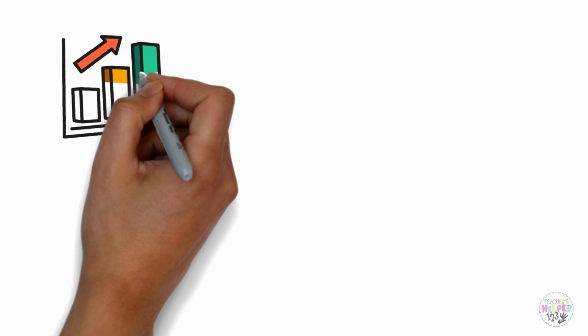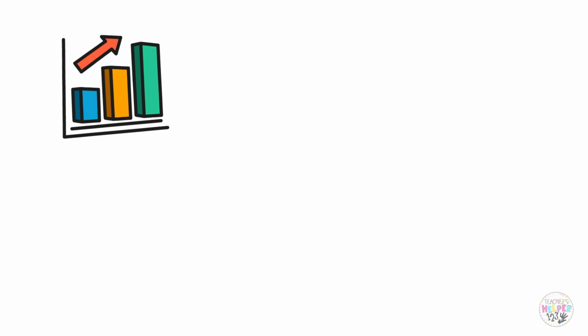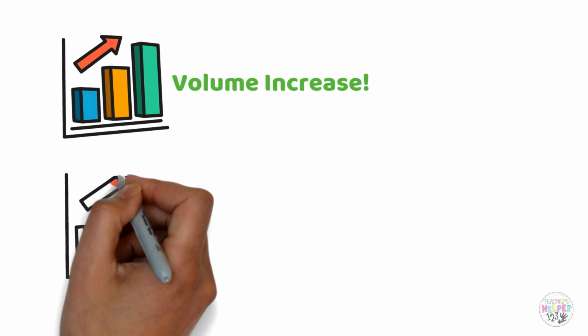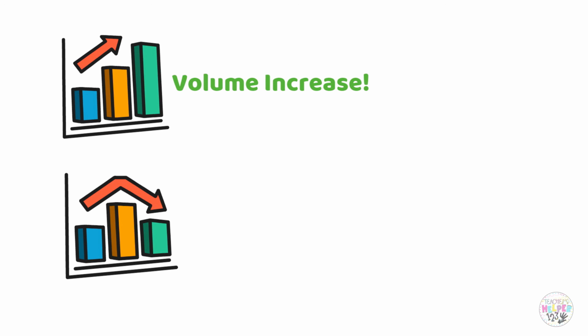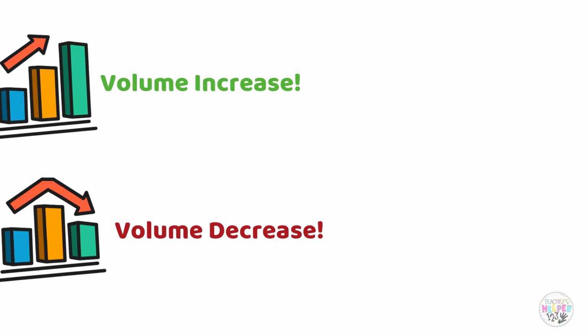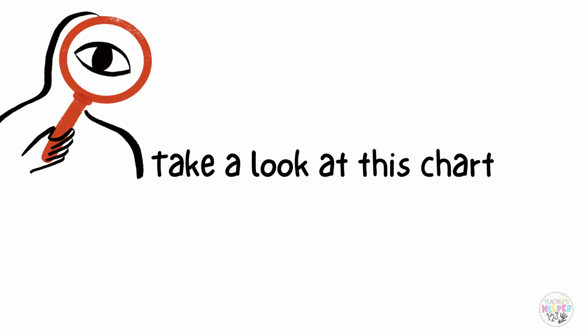The easiest way to understand volume is to think about it this way. If a lot of people are buying and selling, volume is high. If only a few people are trading, volume is low. It's very simple.